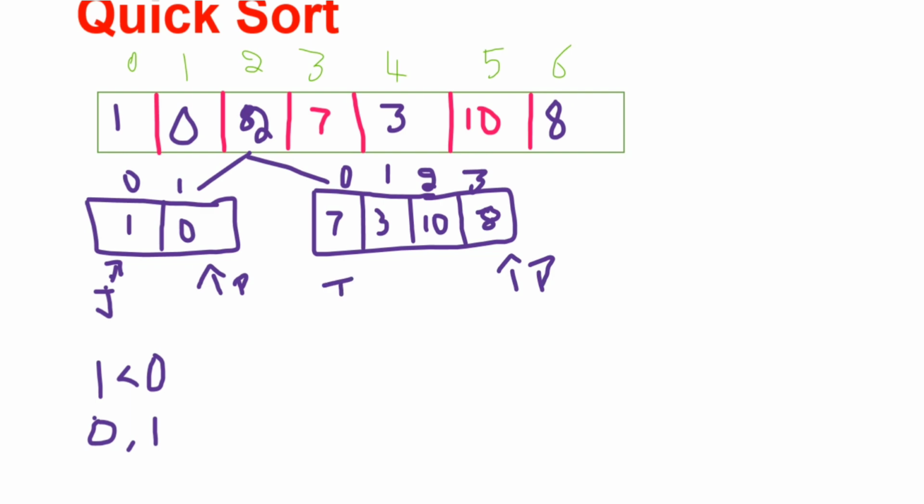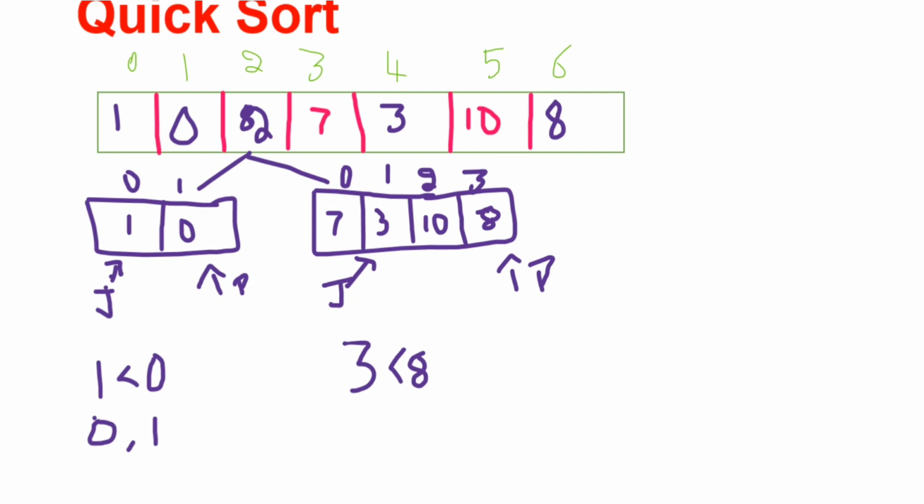Now I take 8 as the pivot element. I is equal to 0. It means 7. Compare j with the pivot element. Is 7 less than 8? Yes, 7 is less than 8. What we need to do is increment I. I is equal to 0. Then swap I and j. I is 0 and j is also 0. 7 swapped with 7, we get 7 again. So no need to make any changes.